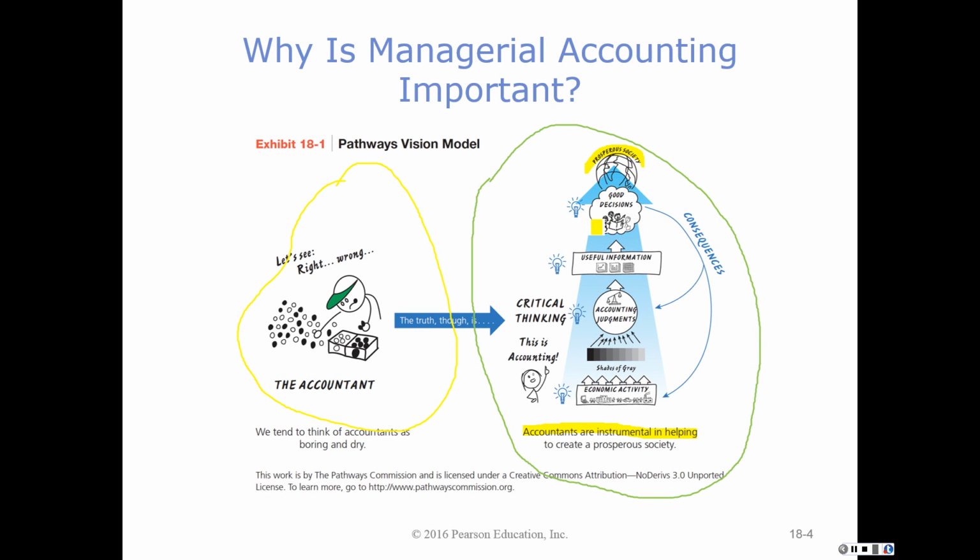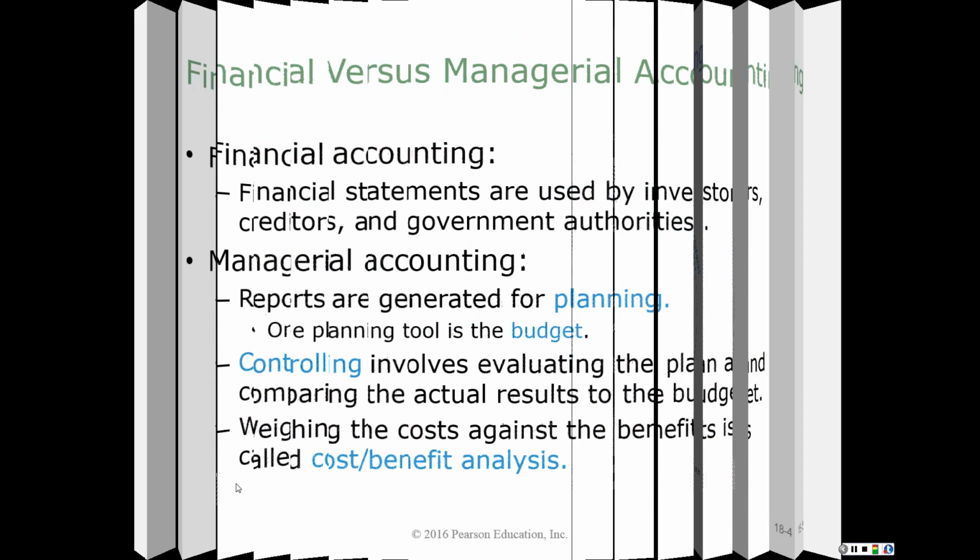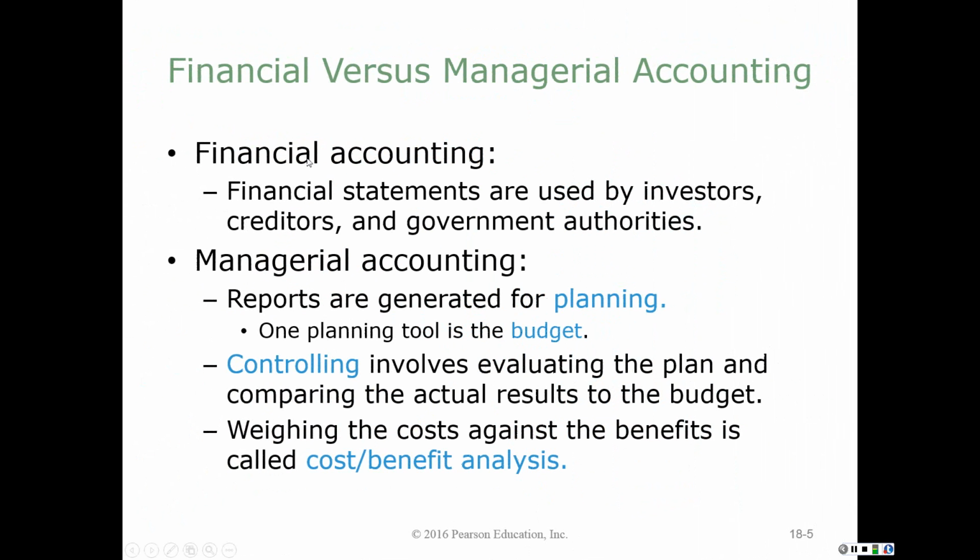As we see above, we want organizations to be profitable, but we also want them to be efficient, and we want them to communicate. We want them to be beneficial to our community, and we also want them to be a good contributor to our environment. So there are lots of things that are taking place in an organization that involve an accountant making critical decisions from information that involves shades of gray, not just the black and white bean counter. So if we look at financial versus managerial accounting, we've studied that financial statements are used by investors, creditors, government authorities.